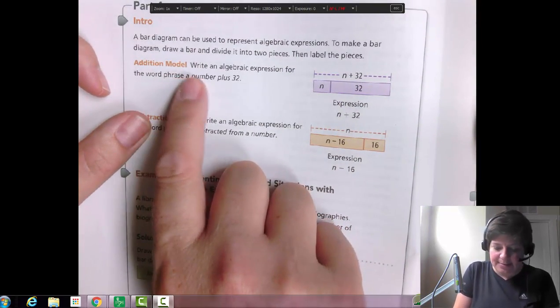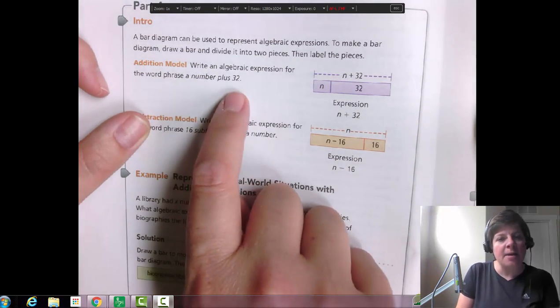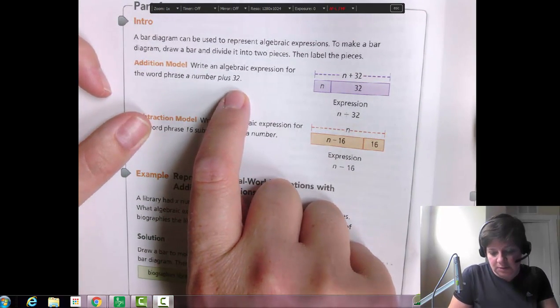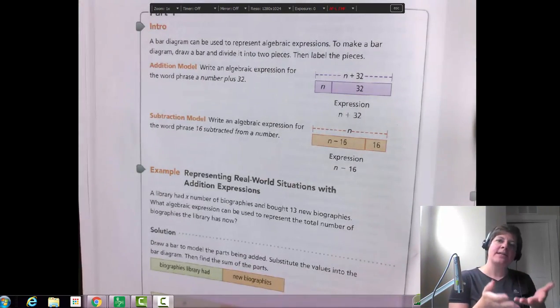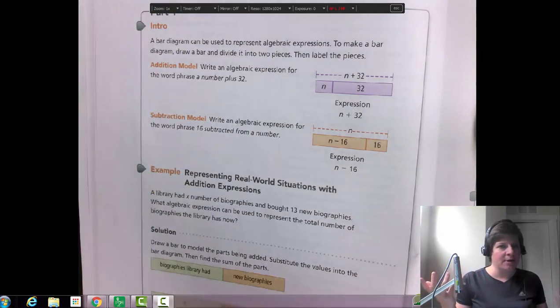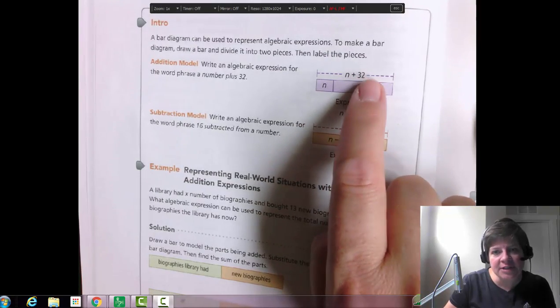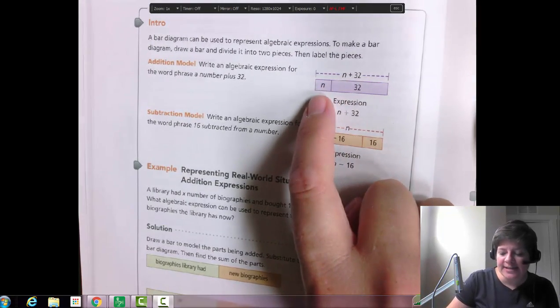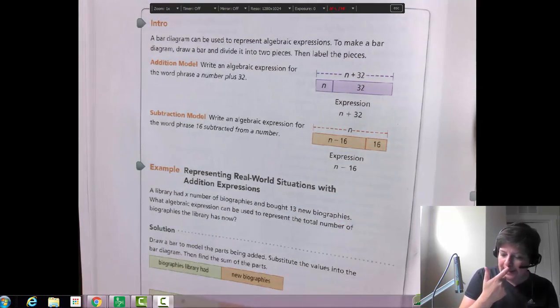That's their first example. It says write an algebraic expression for the word phrase a number plus 32. So anytime we see a number, we should think, oh, that's where I put the variable, and I usually use an n for a number because it's n for number. So that's where they get n plus 32. And in a bar, it's n plus 32.